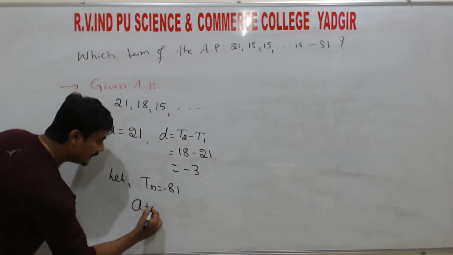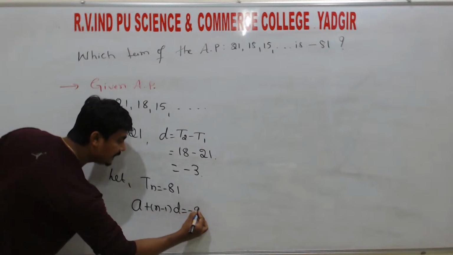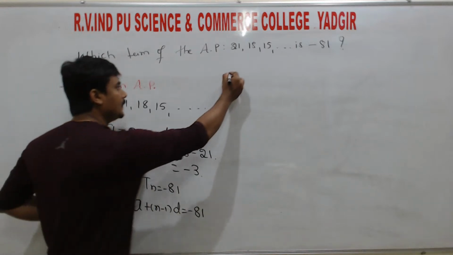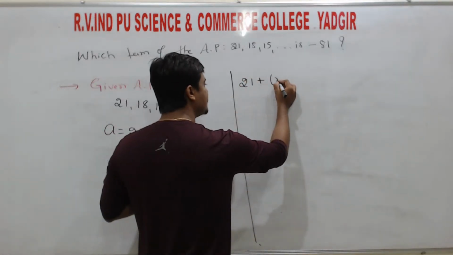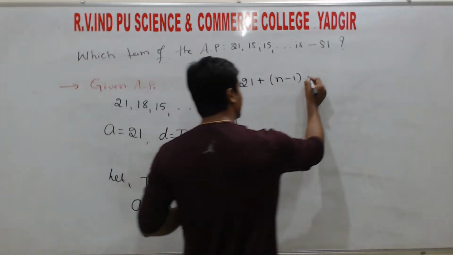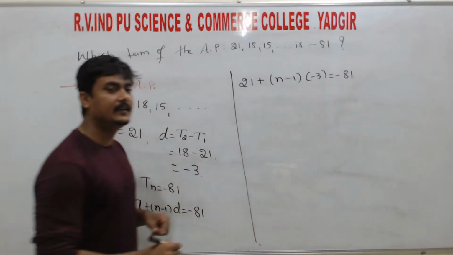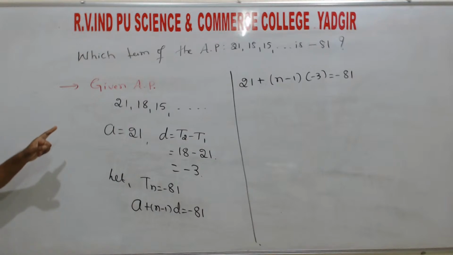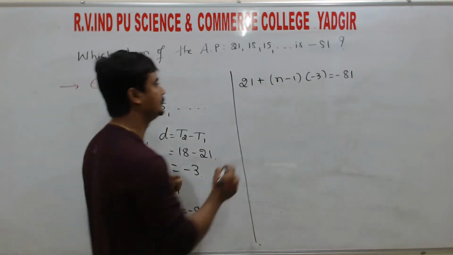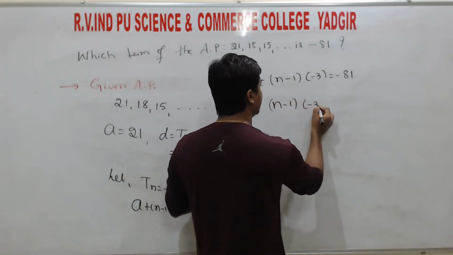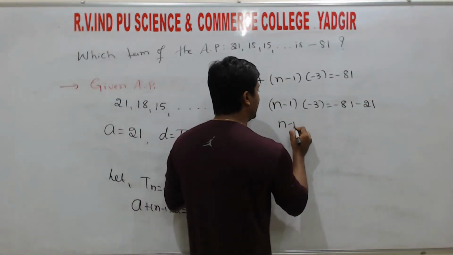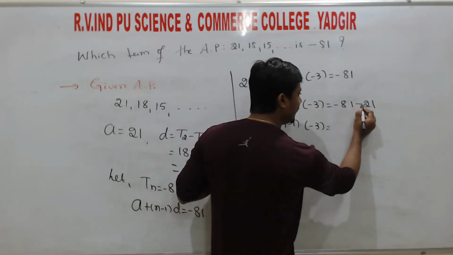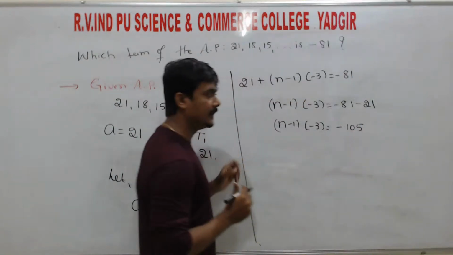What is the Tn formula? It's a plus n minus 1 into d is equal to minus 81. Further, here the a value is 21 plus, I don't know n, which I need to find out, n minus 1 into the d value, minus 3, is equal to minus 81. Is that clear? Easily observe all the steps. Now, this is n minus 1 into minus 3 is equal to minus 81 minus 21.